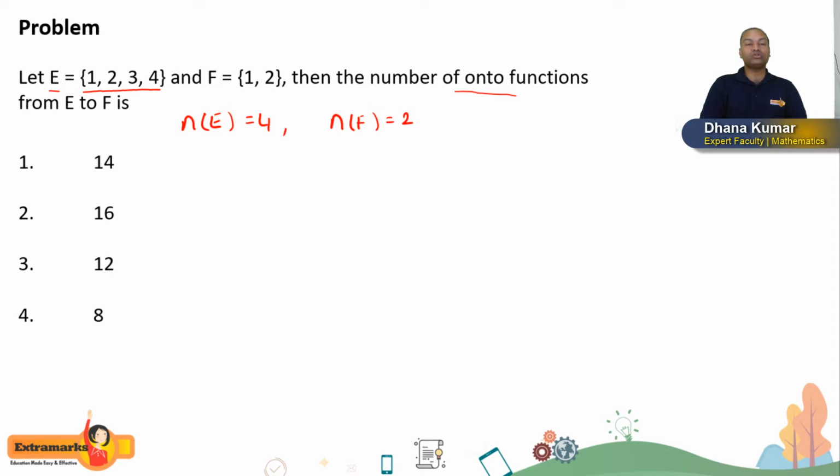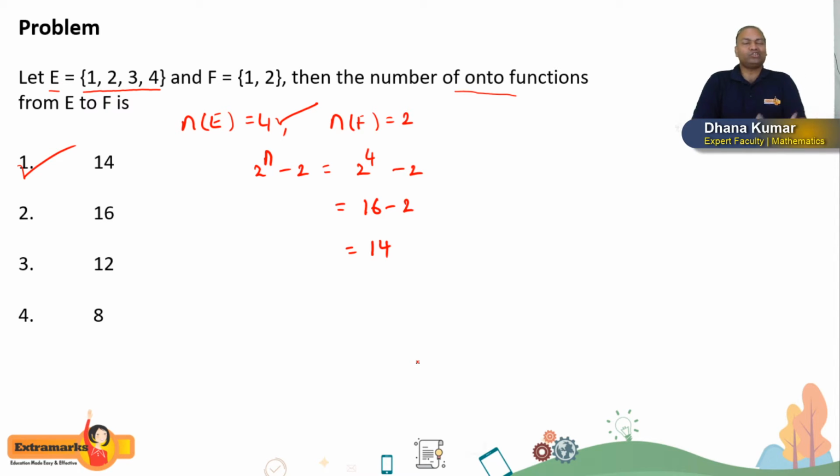Right. Number of onto functions, a simple formula here. Because the F set contains only 2 elements, then the formula will be what? 2 power n minus 2. That is equal to what? 2 power n, where n means the number of elements in the E set. 4 minus 2. That is equal to 2 power 4 is 16. 16 minus 2, that is equal to 14. So which option satisfies? The first option is correct.